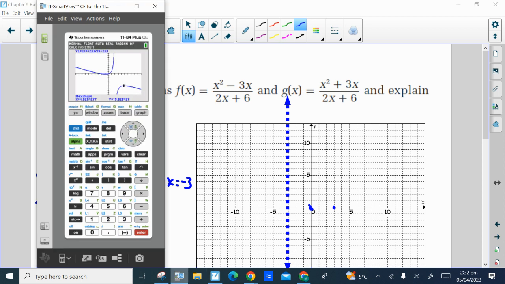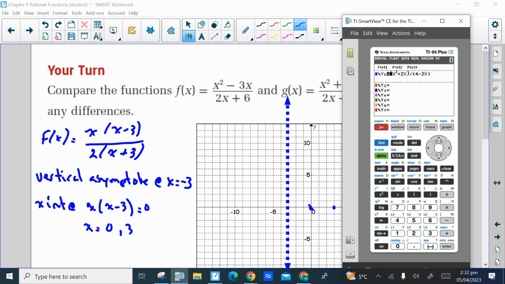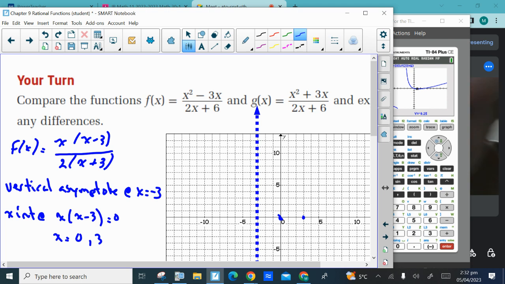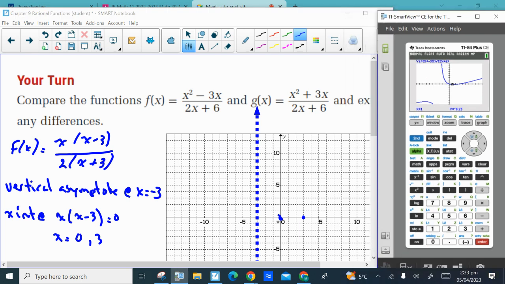So again, to see what this graph looks like, we can put it in our calculator. The numerator is x squared minus 3x divided by, in brackets, 2x plus 6. Once we have this, we can generate a few more points. For example, when x equals 1, y is negative 1/4. So 1 comma negative 1/4. Whoops, that's in the wrong spot. Approximately right there. When x equals 2, it's negative 0.2.